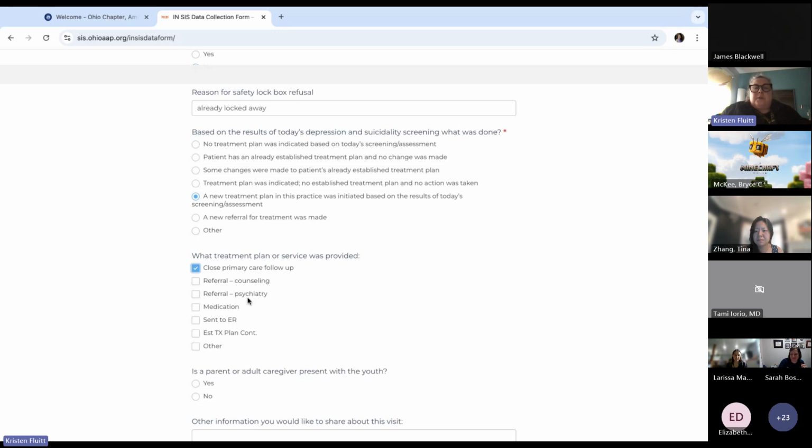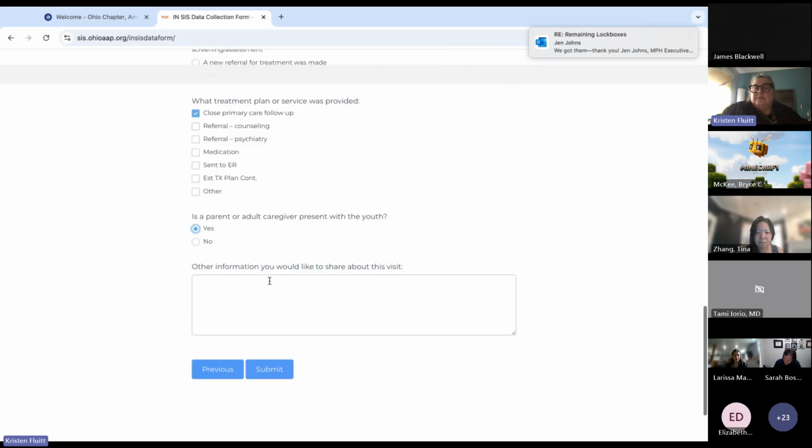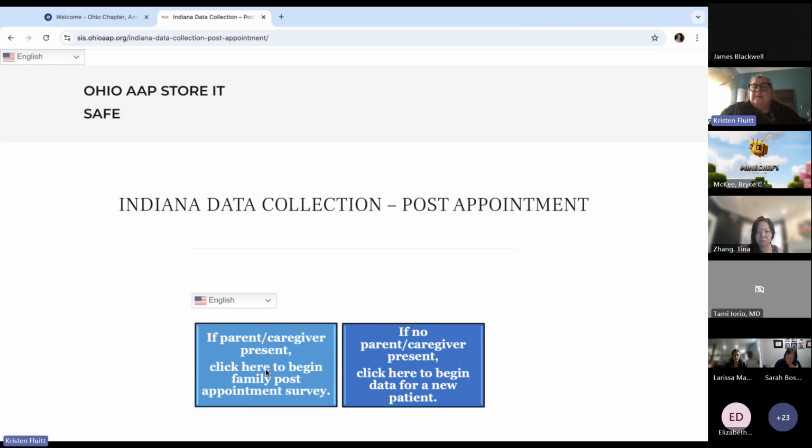So we're going to select close primary care follow-up for her. And then we did say that a parent or caregiver was present, so we will select yes. If there's any other information you want to provide, you can provide that in the box. And then you hit submit. And now your data has been entered. It's there, it's done.